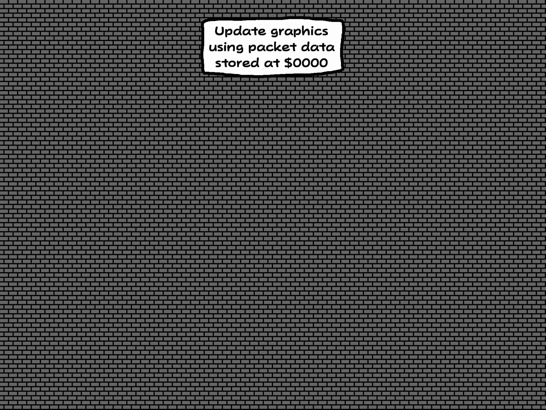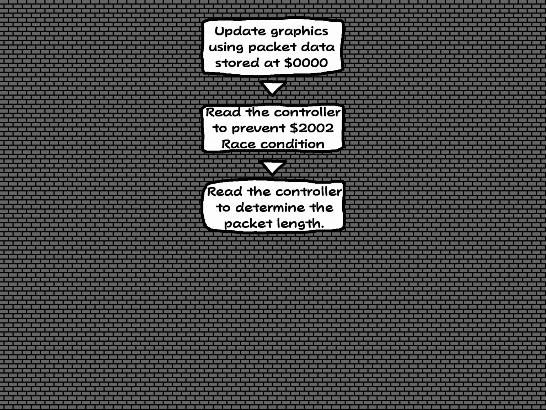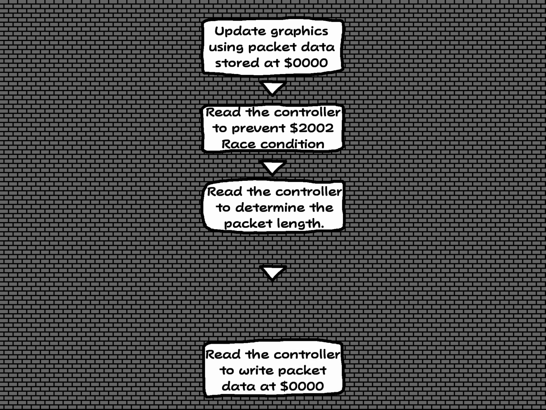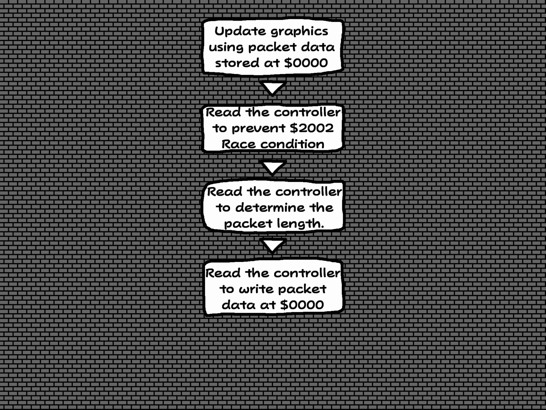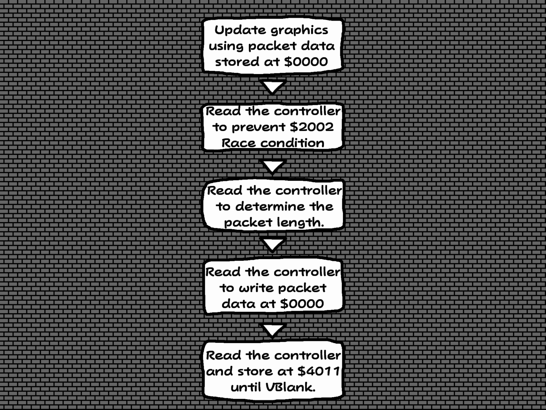Let's recap the order of events happening in a frame. We begin a frame by updating the graphics using the packet information stored at address 0. I read the controller to prevent the race condition at the end of the frame. I read the controller to determine the packet length. I read the controller n times to write the packet data. And all the remaining time until the end of a frame is spent reading the controller to play 25 kHz audio. After the frame ends, this loop repeats, and we'll do this for every frame of the music video.